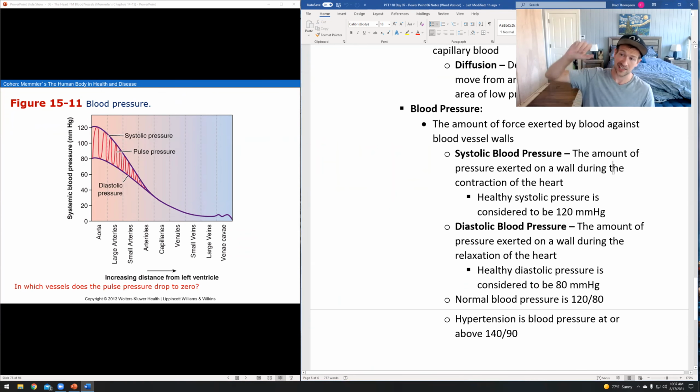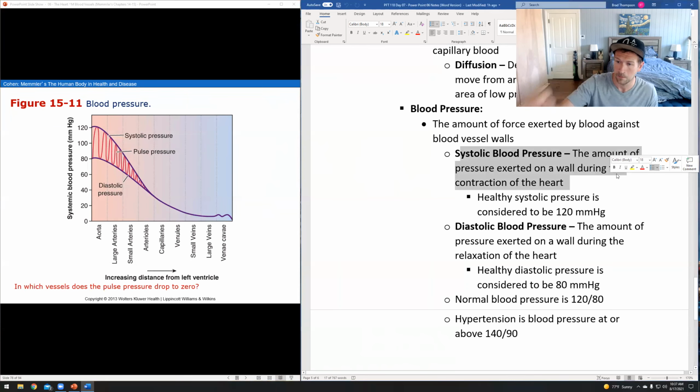So remember, we've got systole, that's the contraction of the heart, and we've got diastole, that's the relaxation of the heart. So we have two places where we're measuring that pressure. When your heart squeezes, we call that your systolic blood pressure. It's the amount of pressure pushing on the walls when your heart is contracting.